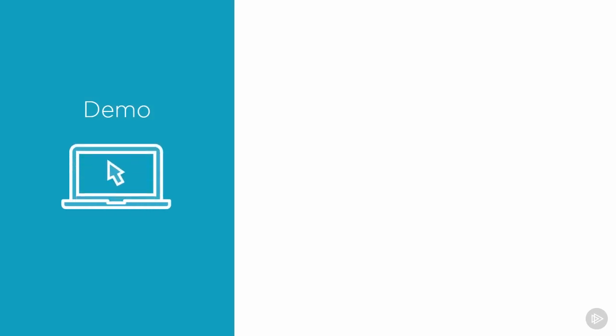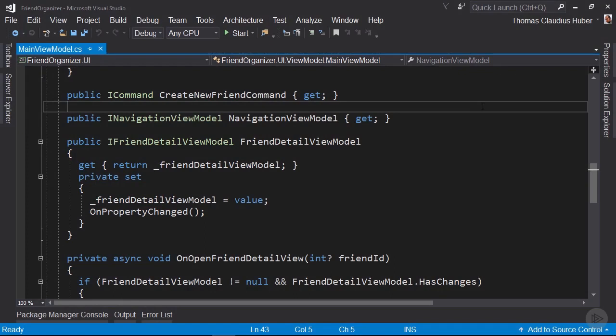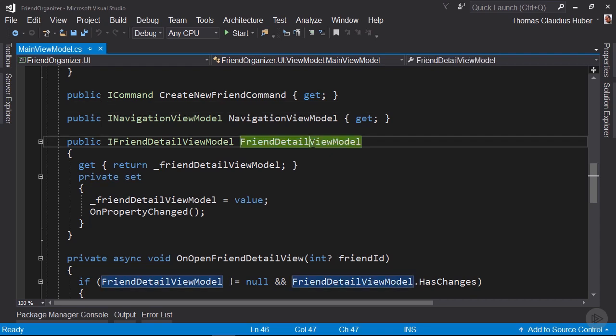In this demonstration, we will create the detail view model property in the main view model, and we will also add the IDetailViewModel interface to the friend organizer application. Let's switch to Visual Studio. Here I've opened the main view model class. You can see the FriendDetailViewModel property here that is of type IFriendDetailViewModel. Now let's rename this property to DetailViewModel and let's make it friend independent.